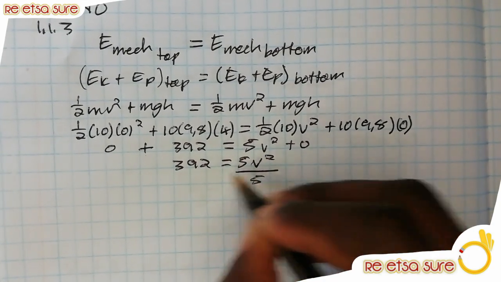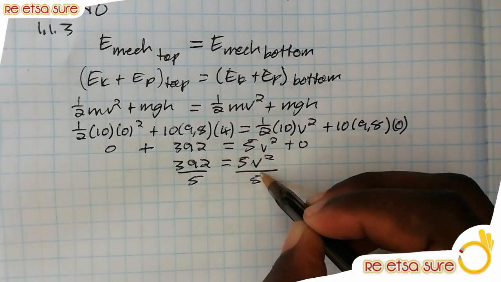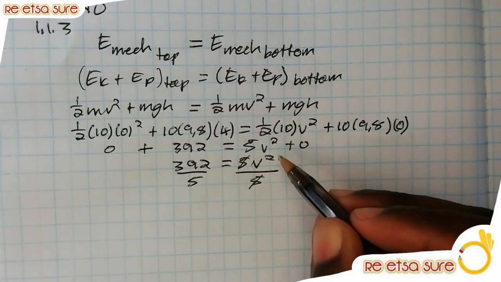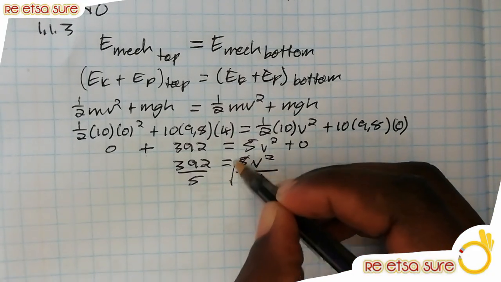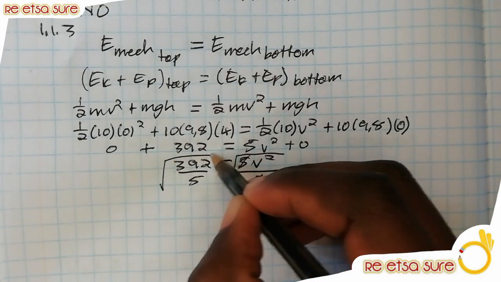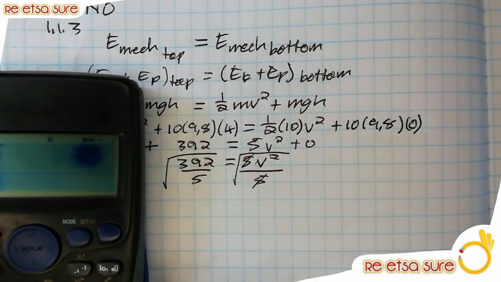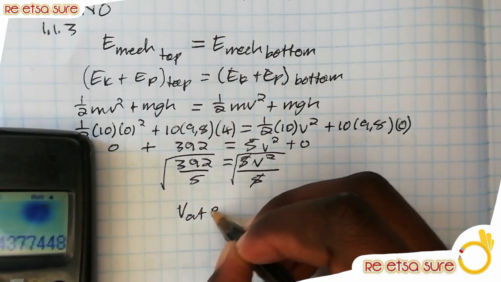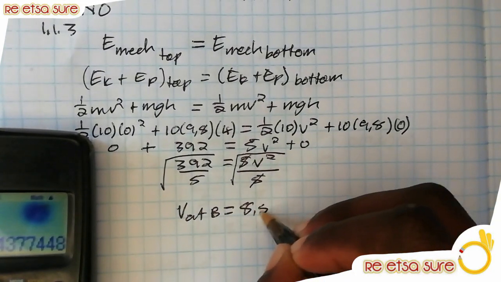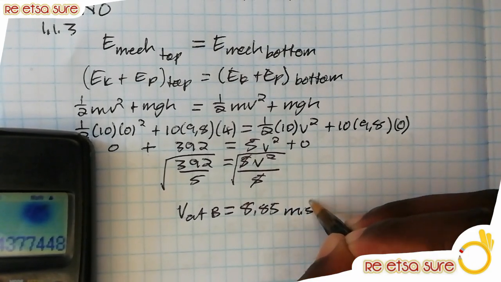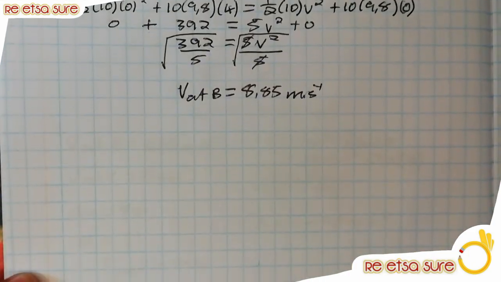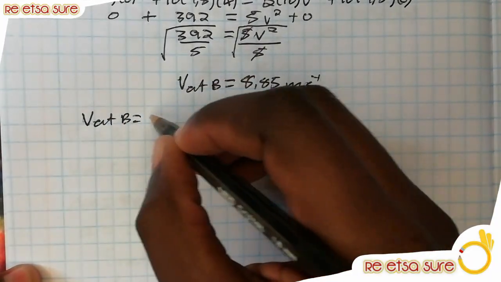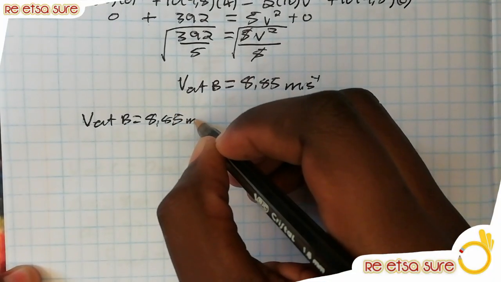We're going to divide by 5 on both sides. The 5 cancels, and we'll be left with v squared. Now in order to get rid of the square, we put the whole thing inside a square root: 392 divided by 5. The velocity of our object at point B is equal to 8.85 meters per second, right? So the velocity of our object at point B is 8.85 meters per second.